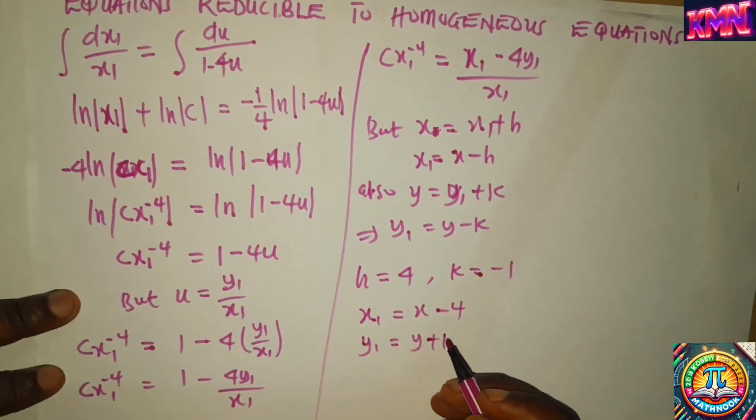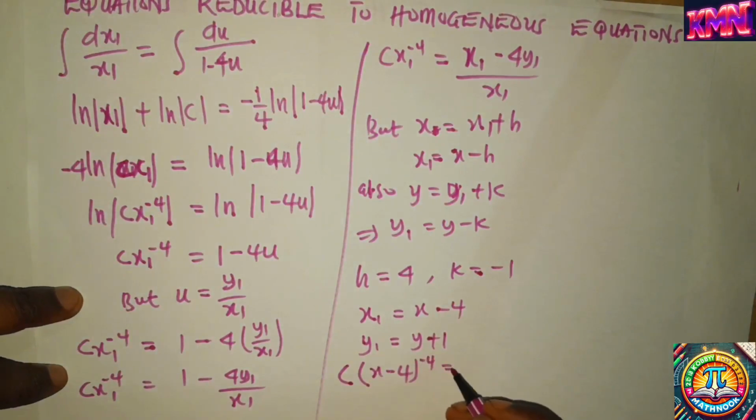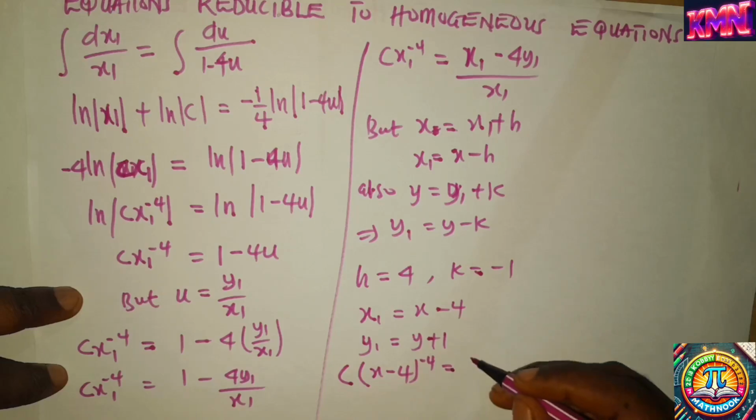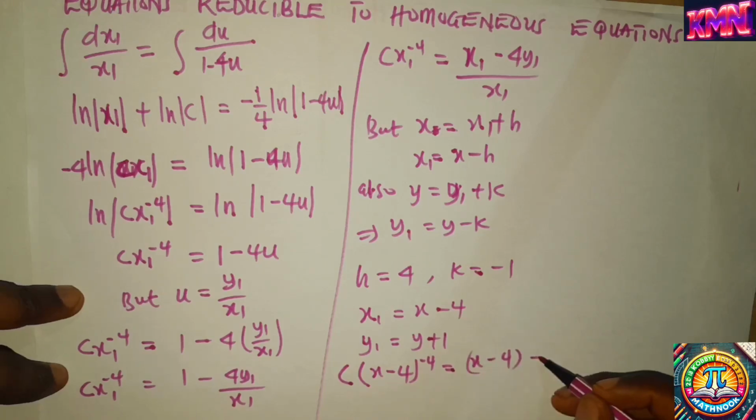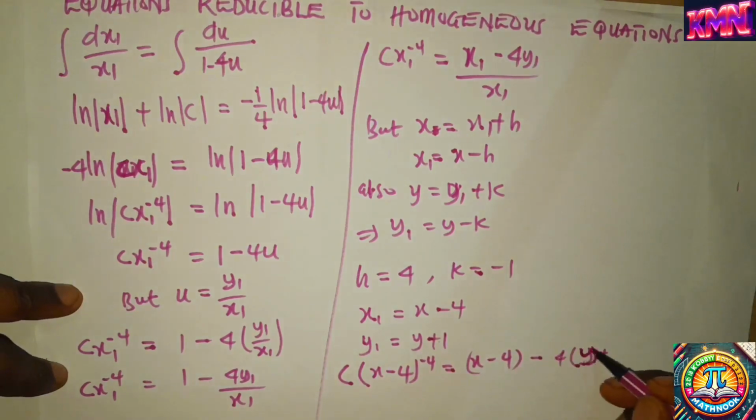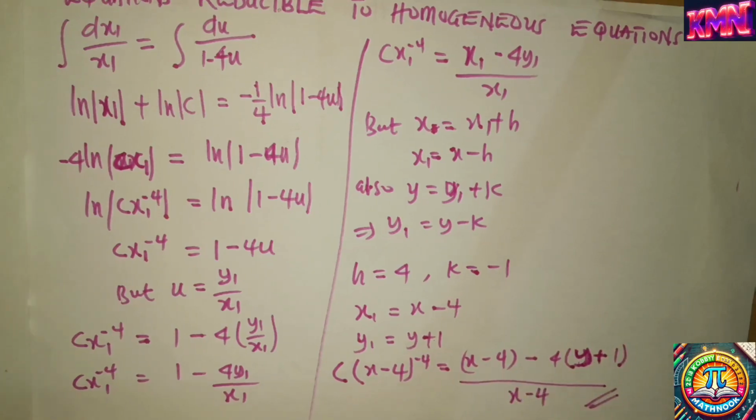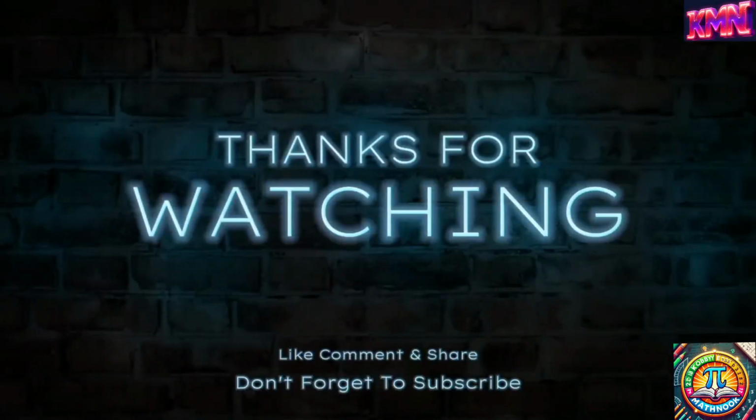which gives us the final answer as c(x minus 4) power negative 4 equals x minus 4 minus 4 by y plus 1, all on x1, which is x minus 4. And that is that.